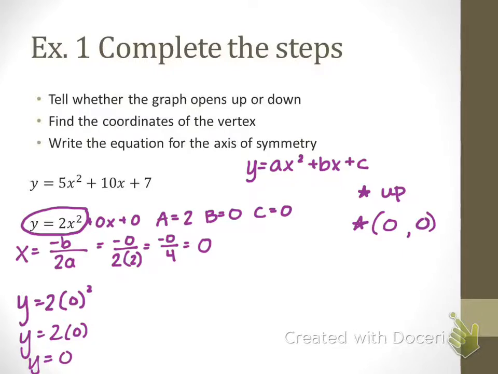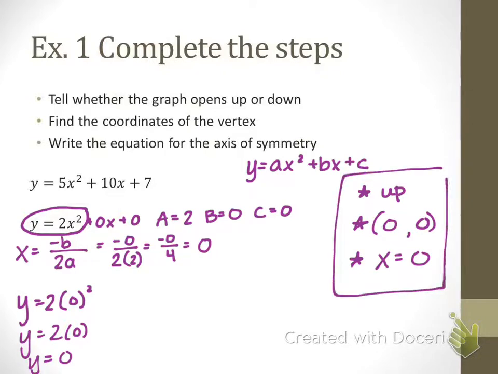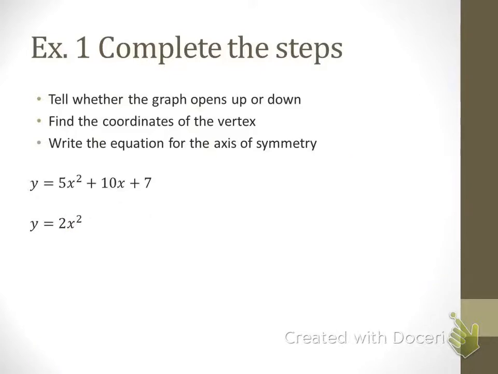And then lastly, I need to write an equation for the axis of symmetry. What is the variable that represents the axis of symmetry? X. So I know x equals what? 0. All you got to do is look at what you had in your vertex. And these are your answers here. Okay? Let's do one more problem that's not on this, and then I will let you do your homework for tonight. Here is your other problem.